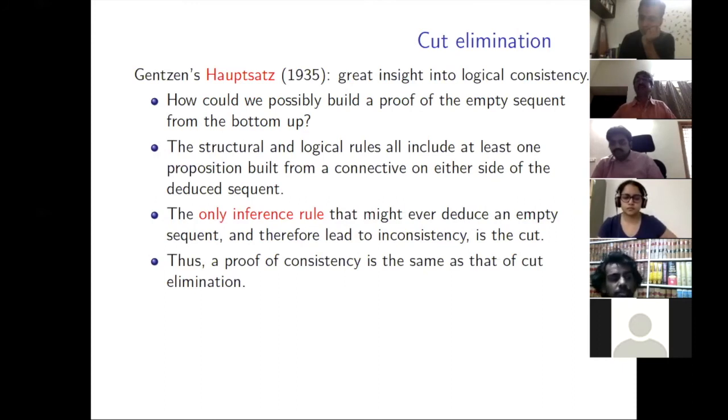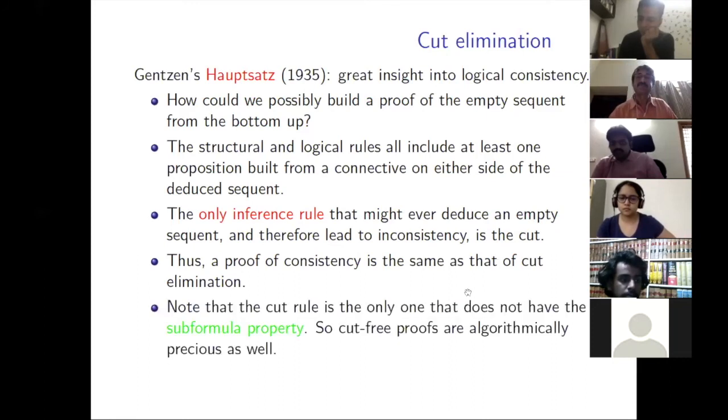He carries out this project for arithmetic, showing that for formulas of arithmetic, with the axioms at the root, there is a cut elimination theorem.